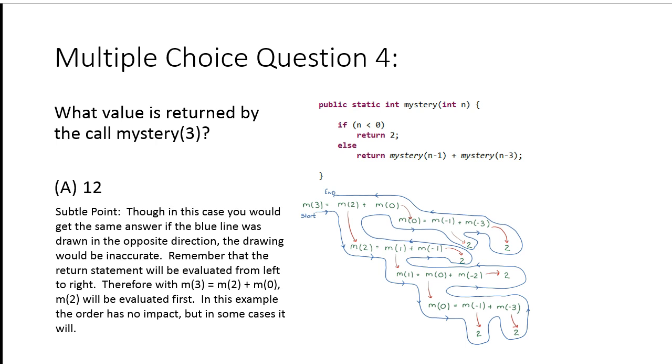So again, the subtle point here is, though in this case you would get the same answer if the blue line was drawn in the opposite direction, meaning that if I went this way, it's inaccurate, because again, with this return statement, it's going to execute this version first, followed by the other one. Okay. It has no impact here. It could in other cases.